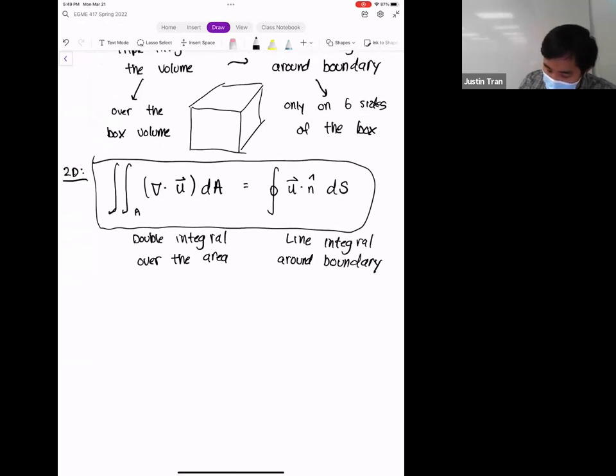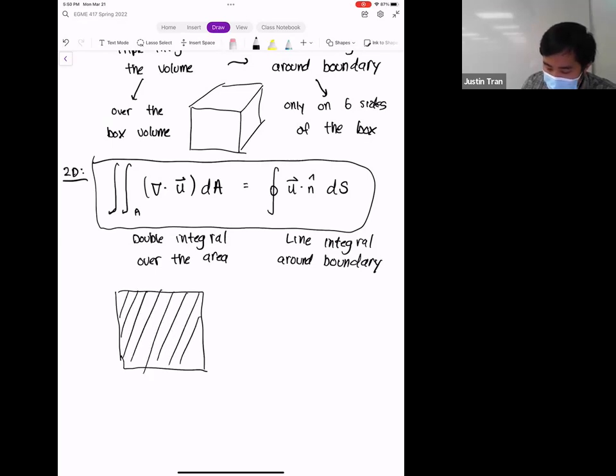So this one's a little bit easier to visualize. And so, for a 2D cell, we'll have a square, right? And so the double integral across the volume is going to be an integral that spans this entire space that I've blocked off. Okay. Whereas the line integral around the boundary, we just do an integral around the boundary just like that. Okay.